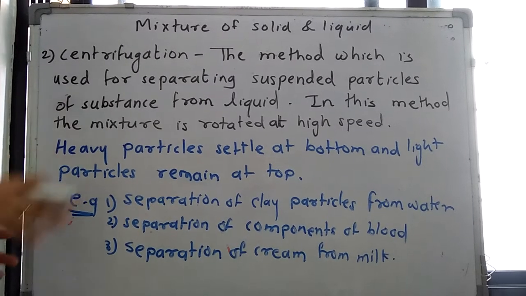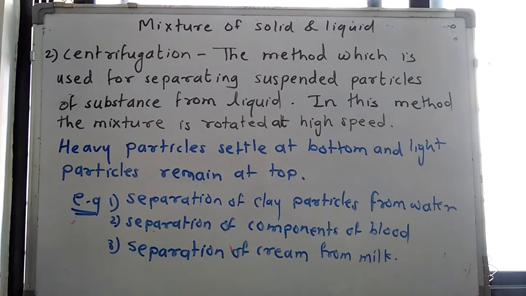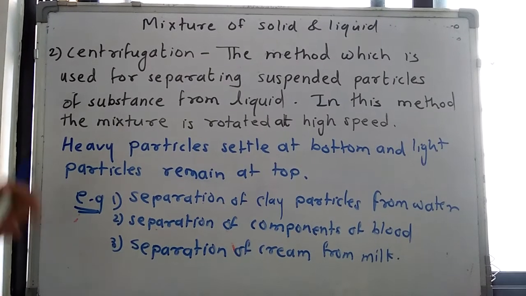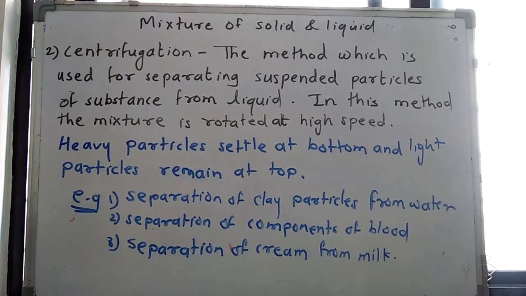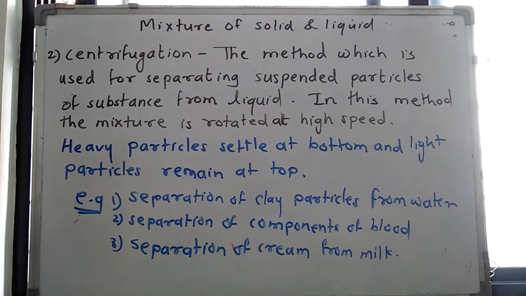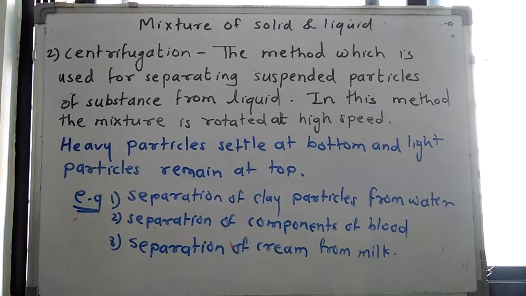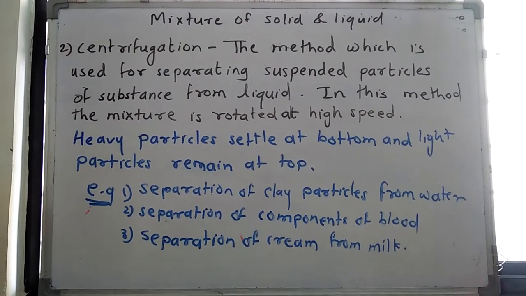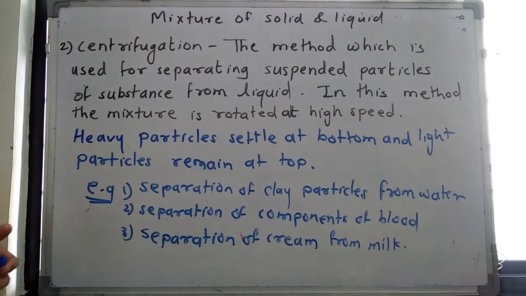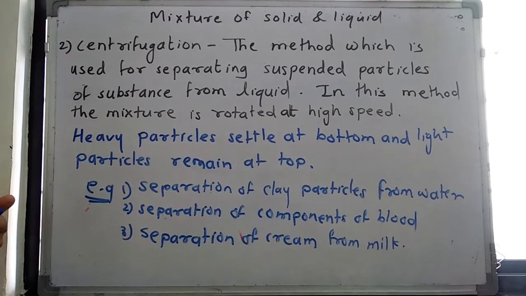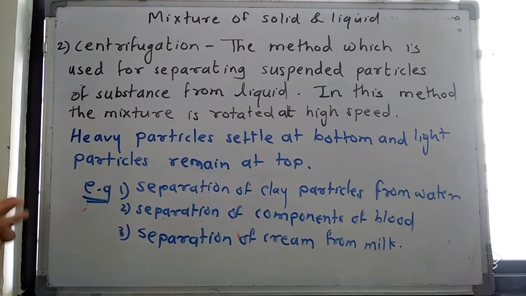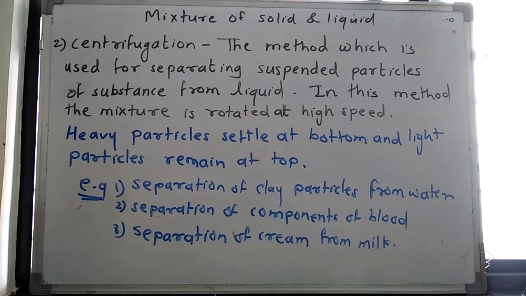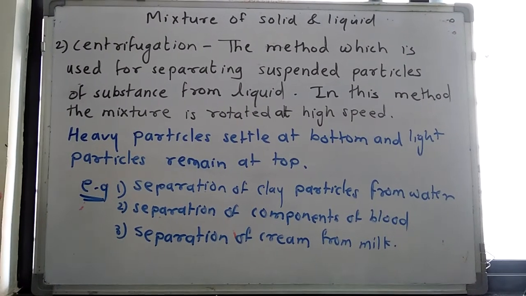In this method, the mixture of solid and liquid is taken in test tubes, and those test tubes are kept on the centrifuge machine and rotated very fast with high speed. When we rotate the mixture in the centrifuge machine very fast, what will happen? The particles which are light in weight remain at the top, and the particles which are heavy settle at the bottom.